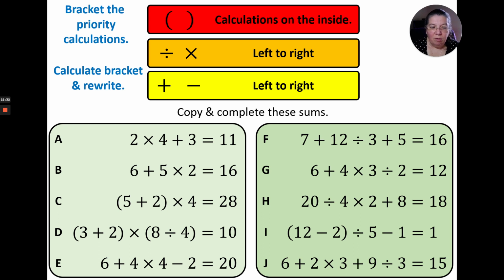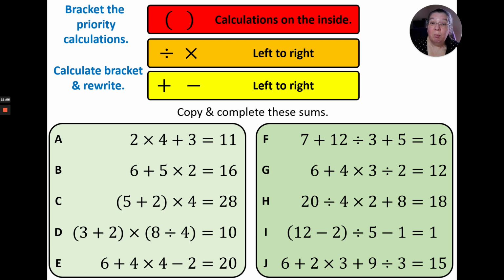Next one. Okay, and we've got divisions and multiplications. Remember, if we've got them, we work from left to right. So let's do 20 divided by 4 first of all. 20 divided by 4 is 5. 5 times 2 is 10. And then we can add on the 8, which gives us 18.